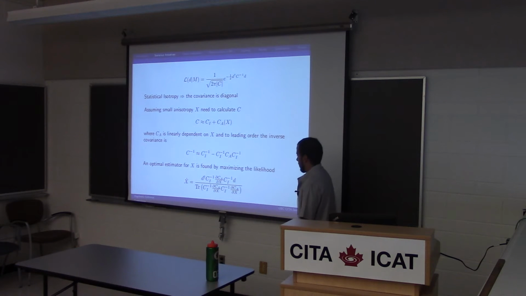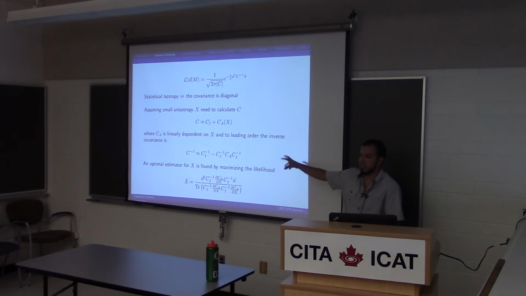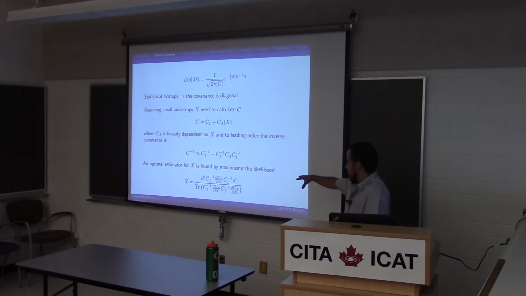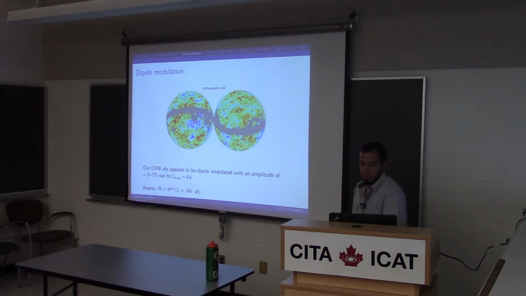And it's conveniently written in terms of the anisotropic part of the covariance and the isotropic part. So this is completely general. It could be used for any sort of anisotropic piece as long as it's linearly related in this way. So why would I want to do that? And the reason is this plot here.